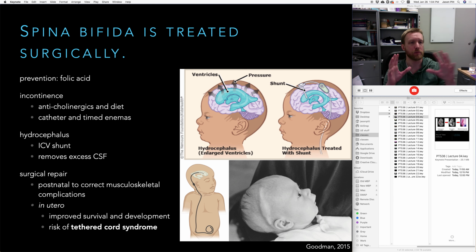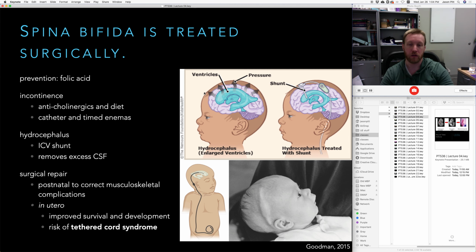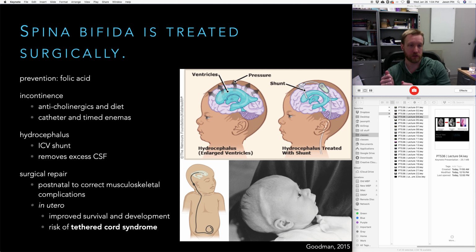So we won't have the buildup of fluid, we won't be putting pressure on the brain. That pressure is not benign. Pressure can stimulate neurons, it can close off blood vessels. You don't want to walk around with a head full of water. So the ICV shunt, intracerebroventricular shunt, can help remove that excess fluid. So we just stick a catheter into the ventricles. Bing, bang, boom.